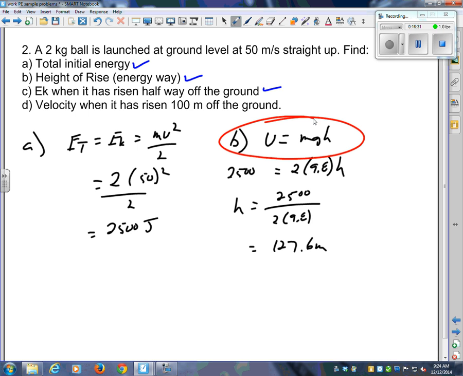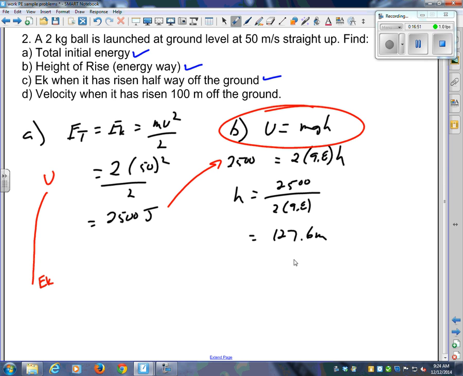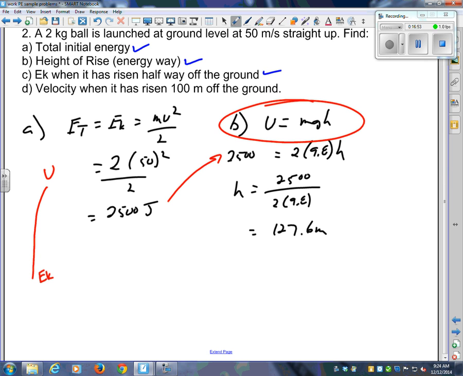Because when you launch it up, all of this kinetic energy at the bottom becomes potential at the top. At the very peak, when it's not moving at all, all of that kinetic energy is transferred. So you can make this step here. It's a little easier. What about kinetic energy when it's risen halfway off the ground? Well, to do that, you need B, so you would have to take 127.6 divided by 2.